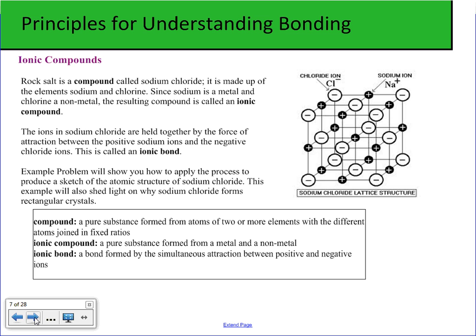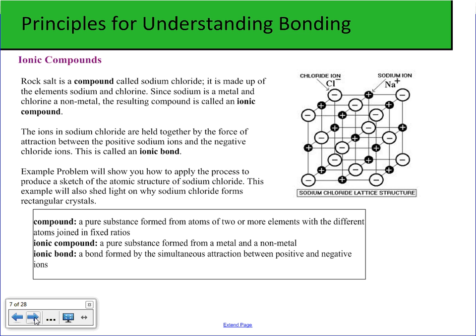This example problem will show you how to apply the process to produce a sketch of the atomic structure of sodium chloride. This example will allow us to shed light on why sodium chloride forms rectangular crystals.